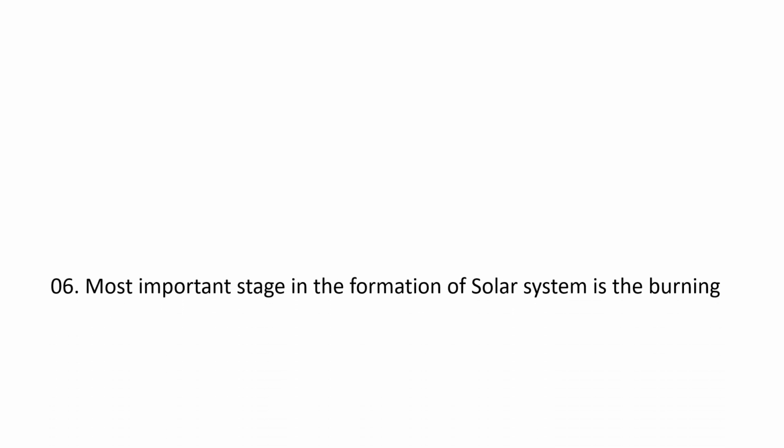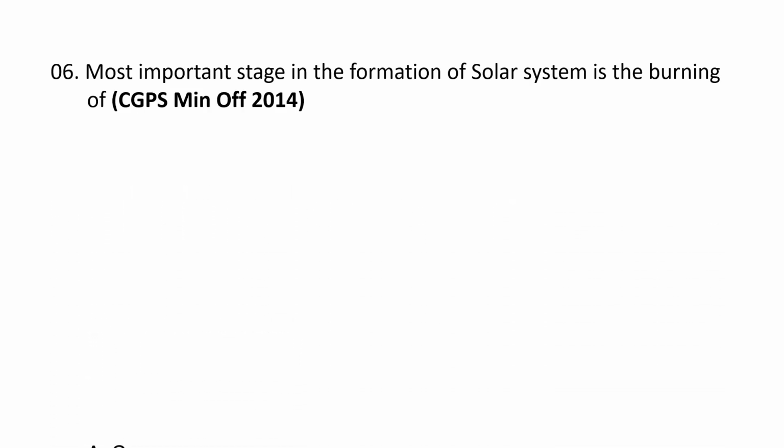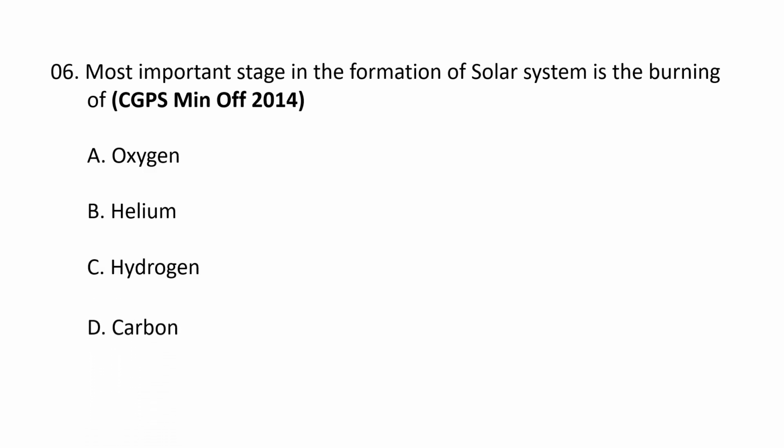Next question. The most important stage in the formation of the solar system is the burning of A. oxygen, B. helium, C. hydrogen, D. carbon. The most important stage in the formation of the solar system is the burning of hydrogen. This is because a dense cloud of gas and dust collapsed under its own gravity, which eventually formed the sun at the center, and a protoplanetary disk where planets would later coalesce. This process is often referred to as accretion. So C, hydrogen is the correct option.